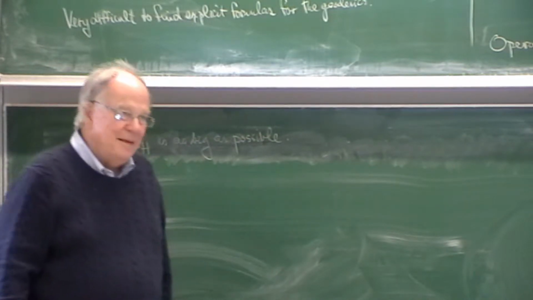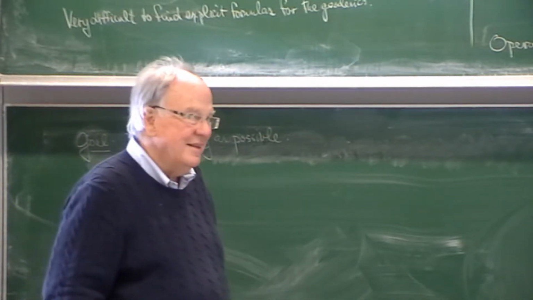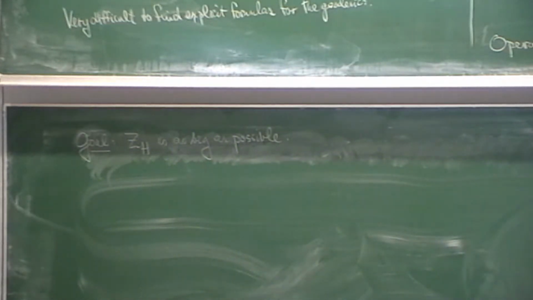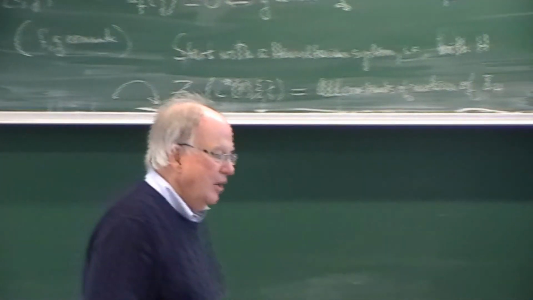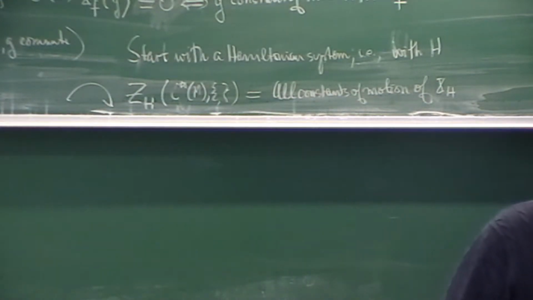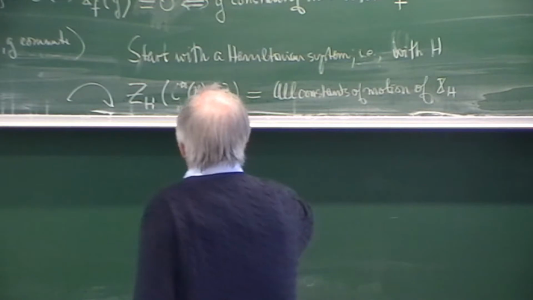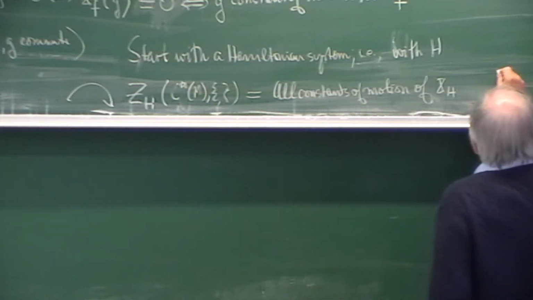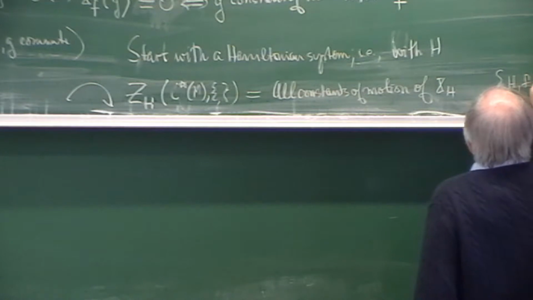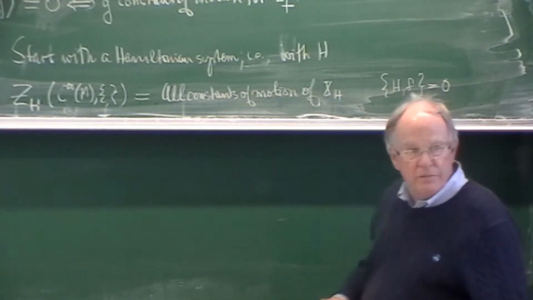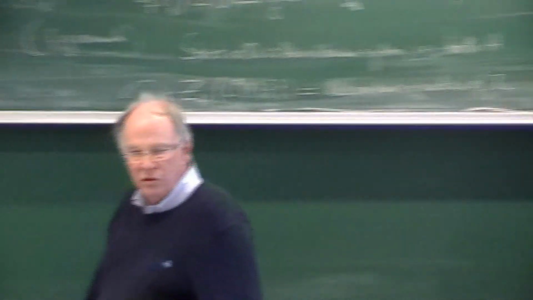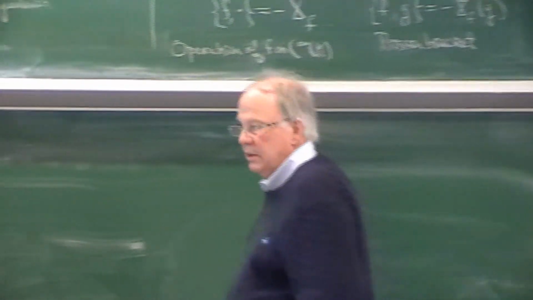Since we're considering the C-infinity functions, do we regard H in this context as a C-infinity function? Yes, everything's C-infinity. H is a function, and we're looking at all functions which commute with H. And that means that F is a constant of motion of the Hamiltonian flow of H.